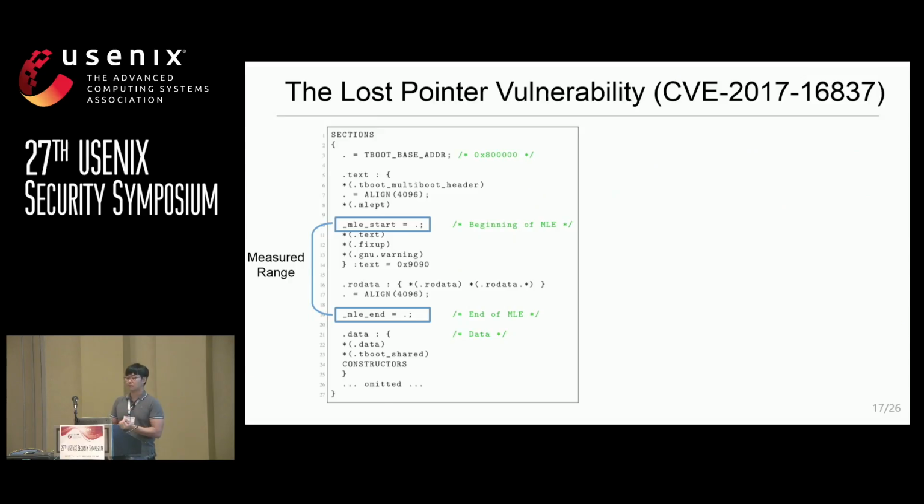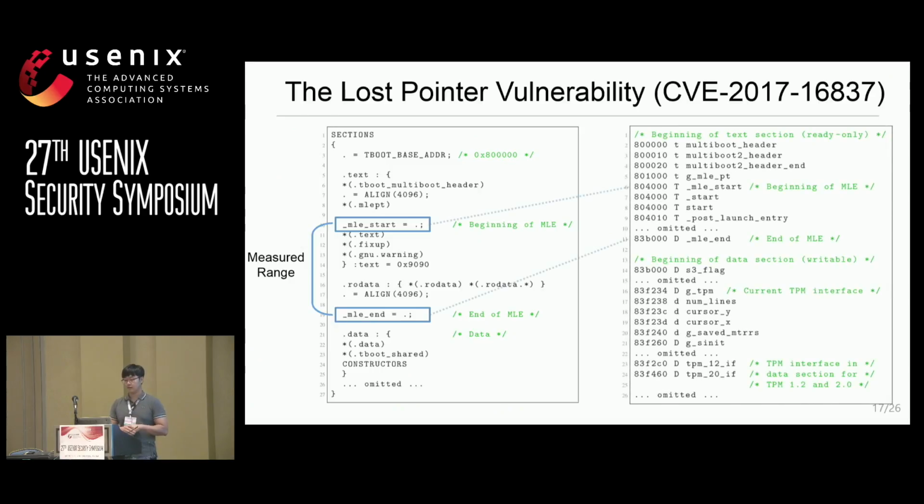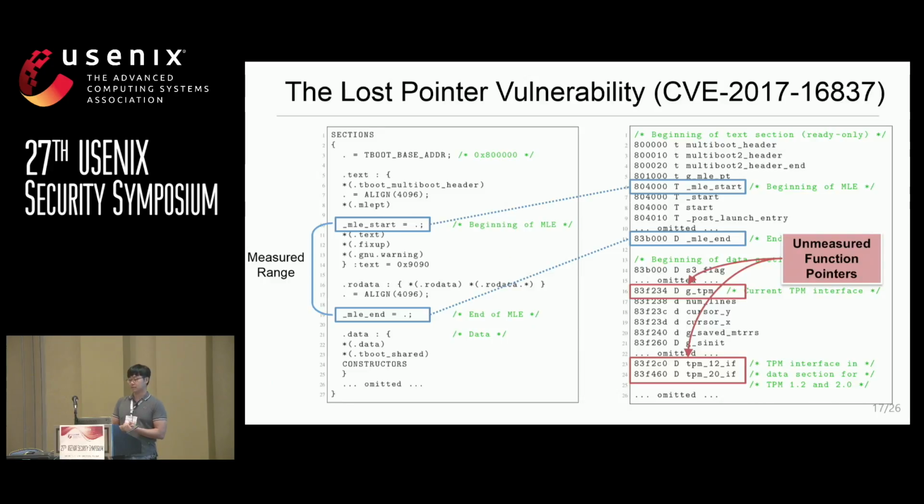The lost pointer vulnerability is caused by unmeasured function pointers. It is an implementation problem of tboot, which is an open source implementation of Intel's DRTM technology, also known as Intel TXT. The left one is a link script of tboot. Tboot aligns the code and data which should be measured between the MRE start and MRE end. And the right one is a symbol table, and MRE start and MRE end are here. And here are unmeasured function pointers.